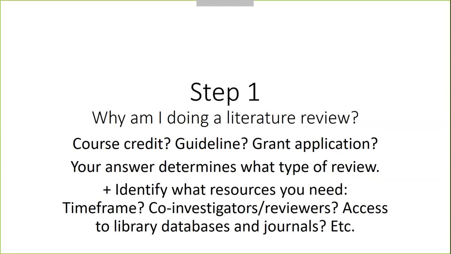The other thing that you want to do at this point would be to identify what resources you need. What's your time frame? If it's for course credit, you may be expected to produce something within, say, 6 to 10 weeks. That actually is a reasonable time frame in which to carry out a narrative literature review. And if you wish to do a systematic review and you are trying to identify everything that's been written about a topic, then obviously that's going to take considerably longer. You may wish to involve other co-investigators with this review process, particularly if you wish to have a second opinion or to resolve any questions that you might have about whether to include a paper or not. And then you will need to determine what access you have to journals and to the library databases that you'll be using for your search.